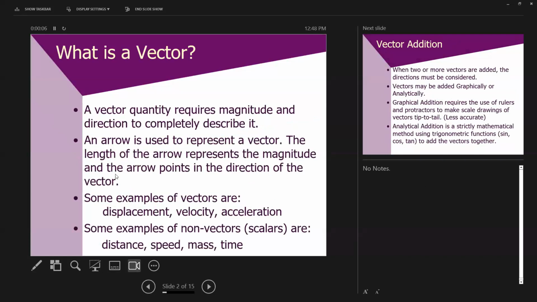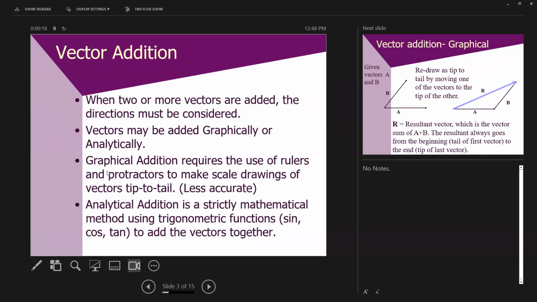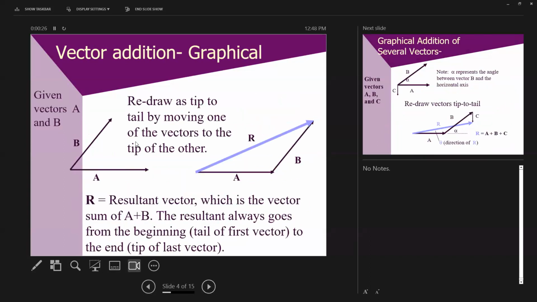Okay, so basically, a vector represents magnitude and direction. So it could be force, velocity, acceleration, tension. When we add vectors, we can add them graphically or analytically, algebraically basically. When you add vectors tip to tail, like in this example, you have vector A, vector B. When you add them, you join the initial position of vector A and the final position of vector B. So it's a resultant vector. It's the sum of two vectors.